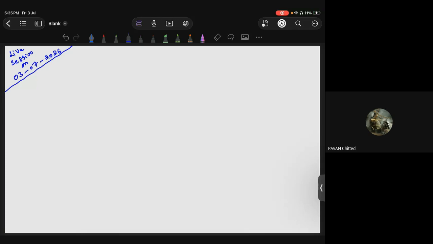Okay, sir. Yeah. So, good evening, everyone. Welcome to this live session on 3rd July 2026. So, we are in week 3 now. In the previous live, we discussed transfer function and stability also. These are the two topics we discussed, and today we are going to discuss this block diagram technique.